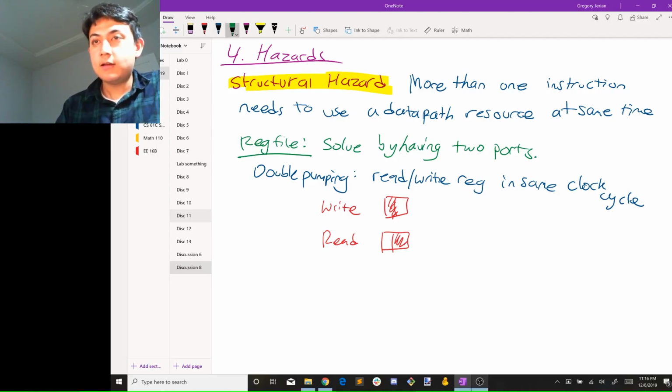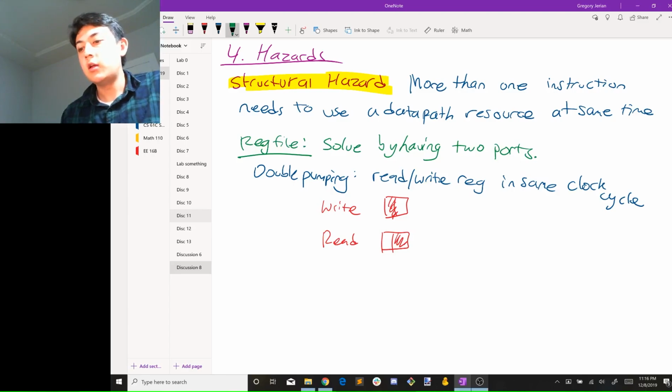So structural hazards are kind of annoying, but you can always just fix them by buying more hardware. So if you have infinite money, you will never have a structural hazard. Yeah, just buy another register file. Think about that, right? Forget double pumping, just have two.